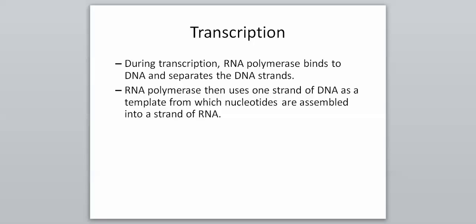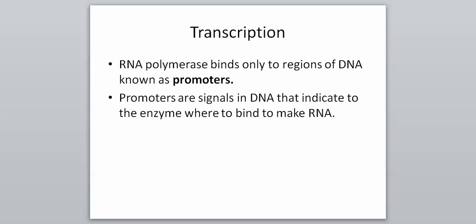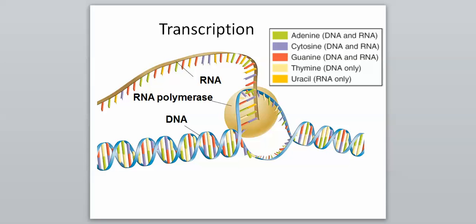And then this can't just happen in any area. RNA polymerase will bind only to regions of DNA known as promoters. A promoter promotes the binding of RNA polymerase, so that might be an easy way to remember that. The promoters are an area where RNA polymerase will bind, and these are signals in DNA that indicate to the enzyme where to bind to make RNA. So it's only going to bind in that certain area, and that's the signal to the RNA polymerase. What that looks like here, our big brownish, goldish glob is binding to the DNA, and that's our signal to start building our new RNA with uracil instead of thymine now.